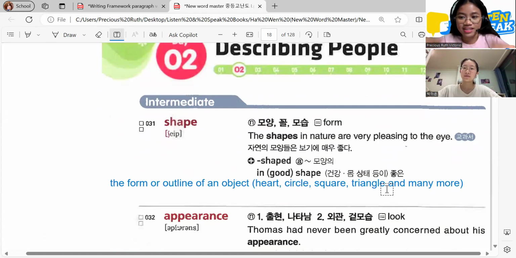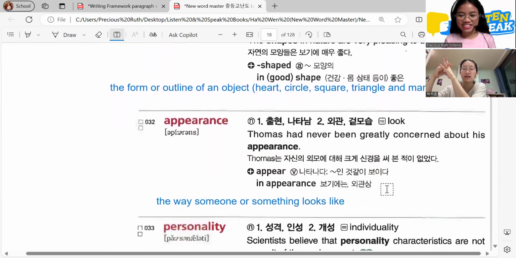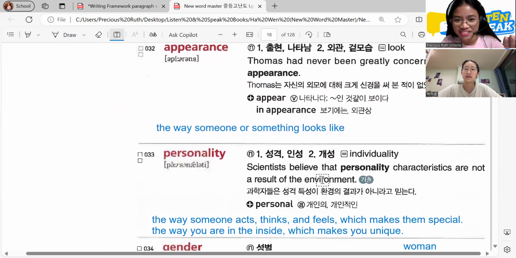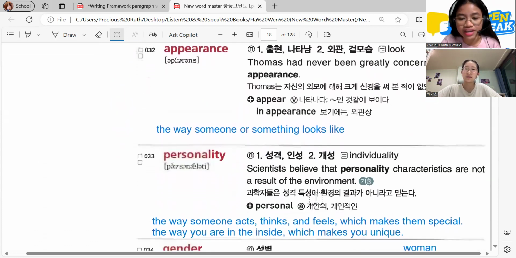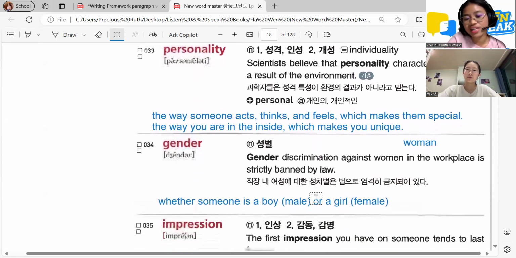Next. Appearance, or something looks like. Very good. Okay, next. The way a human acts or thinks, or feels. Very good. Okay, we have other words. It's personal, right? Personal. Okay, next. Girl or boy? Yeah, very good. It's just whether girl or boy.